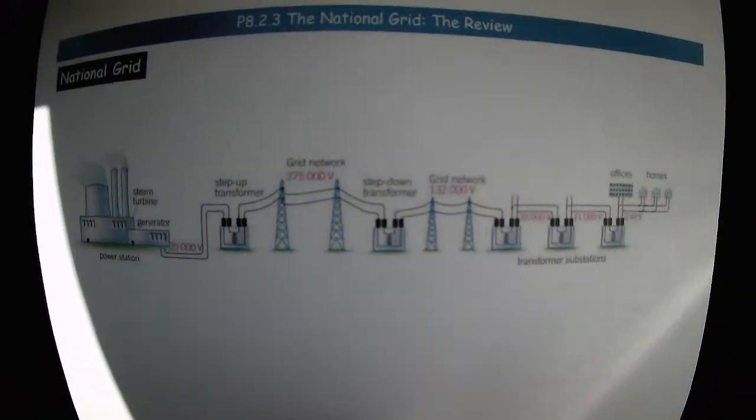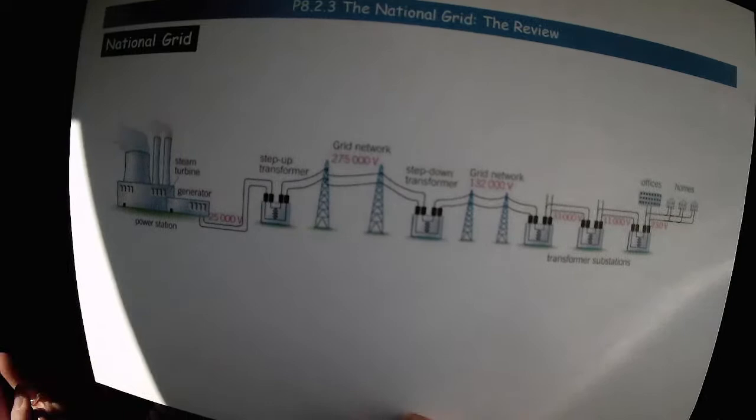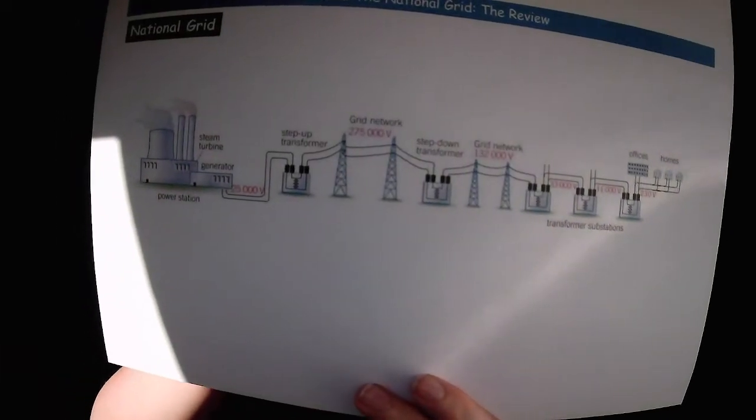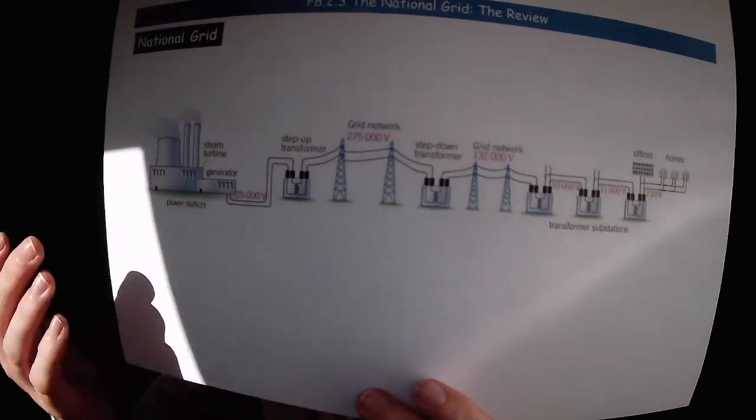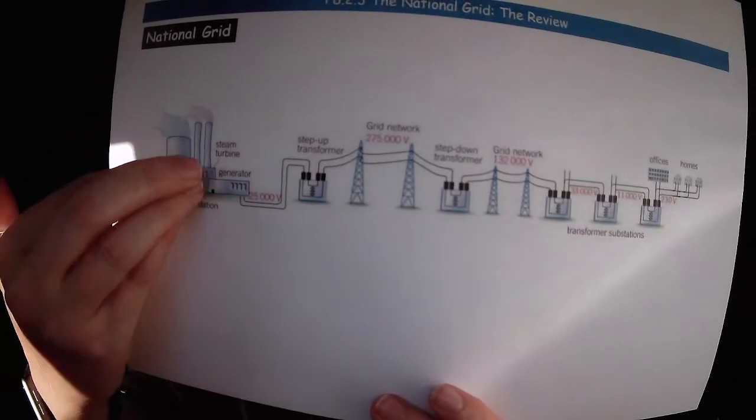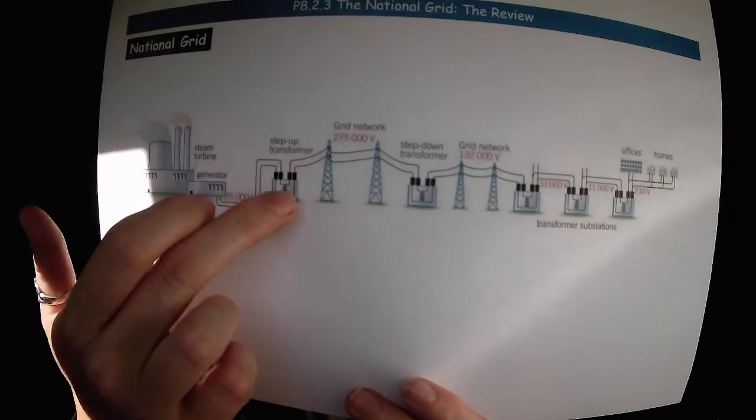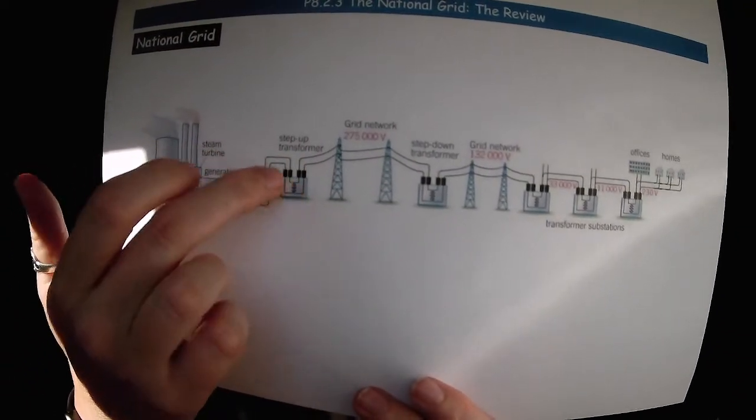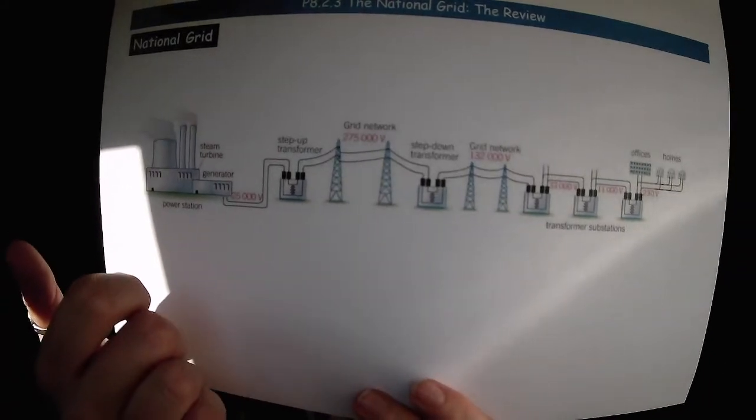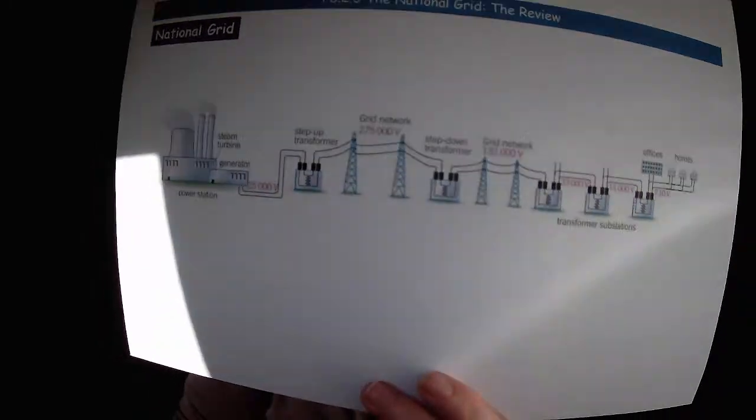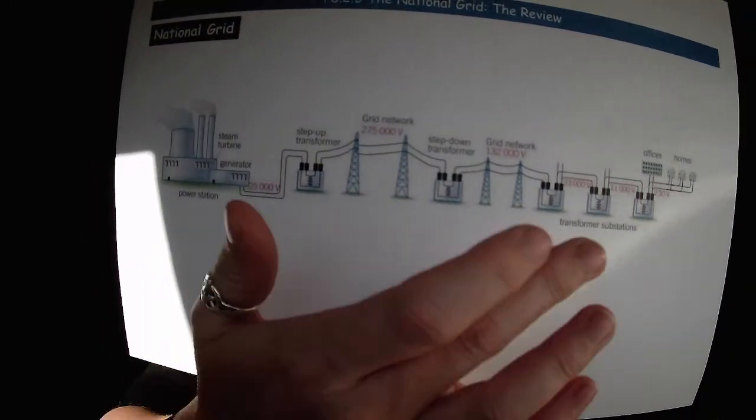And we do so through the national grid. So the national grid is this little series of power stations, cables, pylons and transformers that allow us to get the actual electricity from where we've made it to where we need it. So we are going to have step-up transformers. They increase the potential difference. We then have step-down transformers, decrease the potential difference. And obviously we then get to our homes on the far end there.